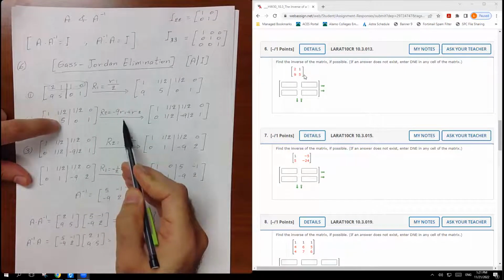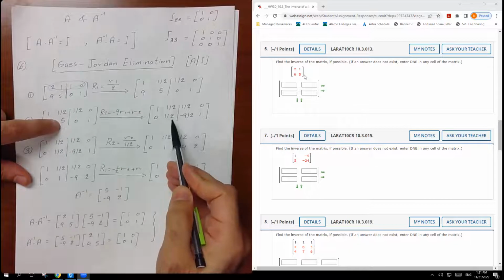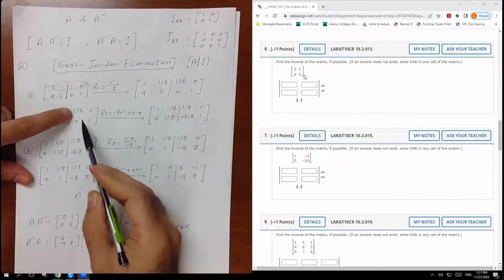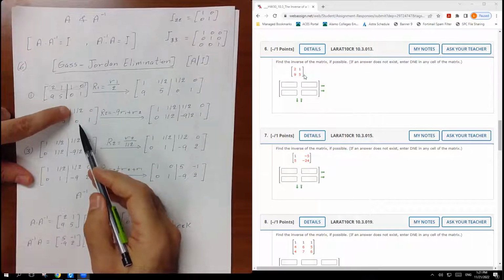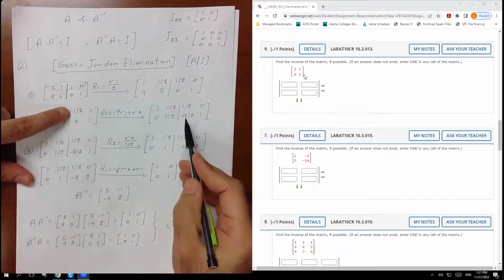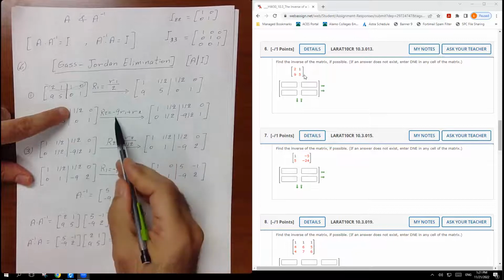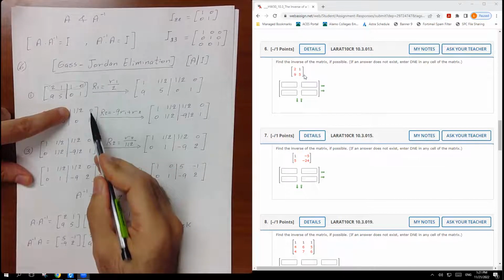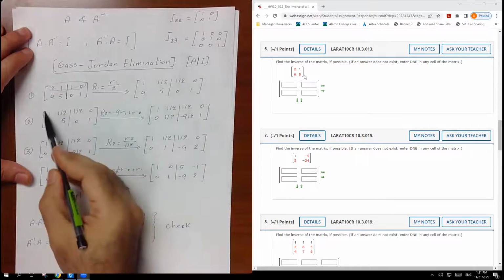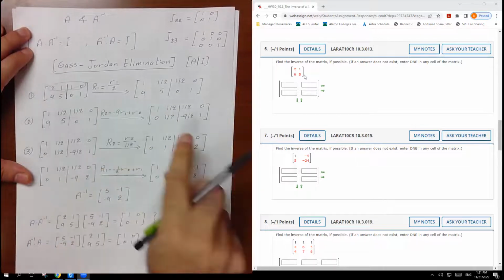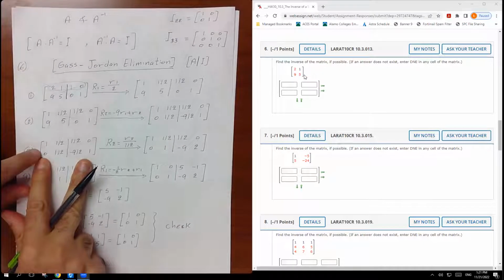Negative 9 plus 9 is going to be 0. Negative 9 times half is going to be negative 9 over 2, plus 5 is going to be 1 over 2. Negative 9 times half is going to be negative 9 over 2, plus 0, so it's going to be negative 9 over 2. Negative 9 times 0 is going to be 0, plus 1 is going to be 1. So here is my new matrix. I'm not going to look at the old one anymore. I'm going to write down this matrix here.